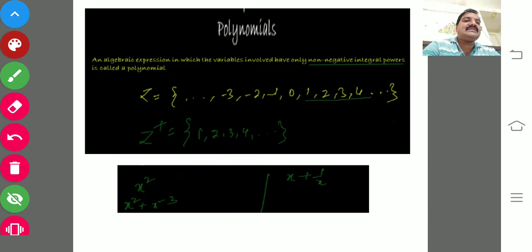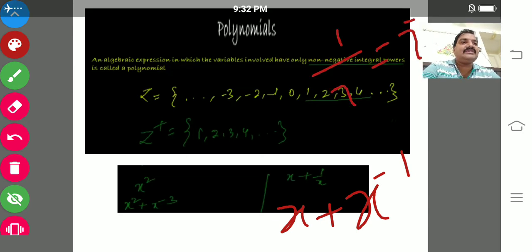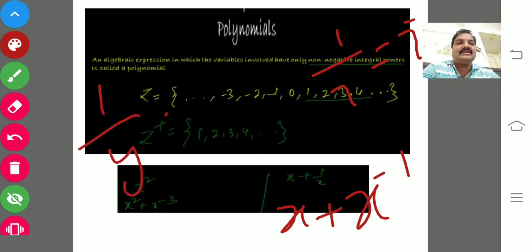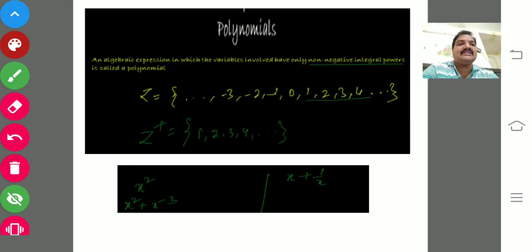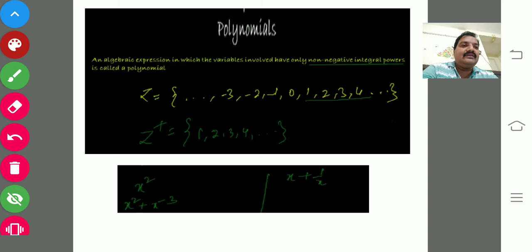Now x plus 1 by x. X plus 1 by x means what? X plus x inverse. Already in the basics of exponents, you know that 1 by 7 is nothing but 7 inverse, 1 by y is nothing but y inverse, and 1 by x is nothing but x inverse. So it is given as x plus x inverse. For this one there is no problem, we have a positive power, but in this case a negative power is there. That's why it's not a polynomial.